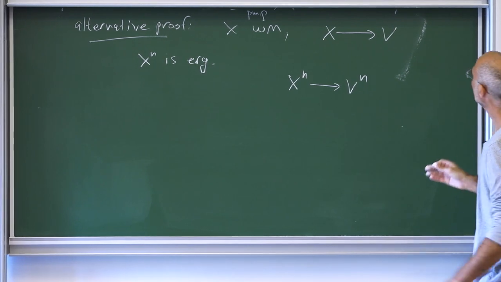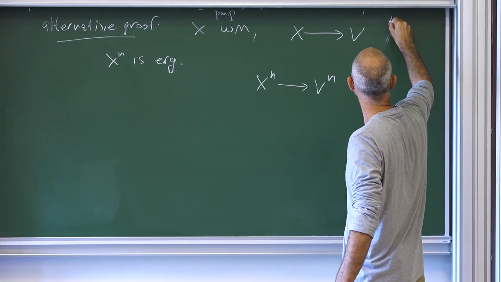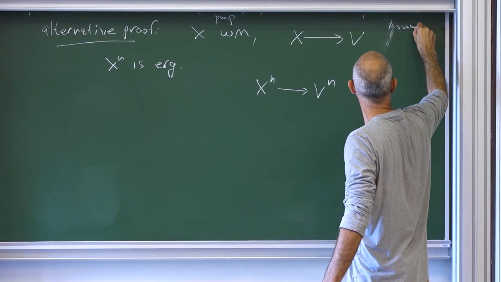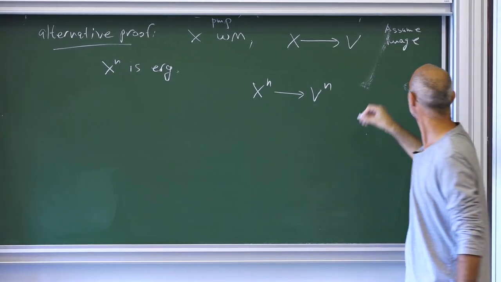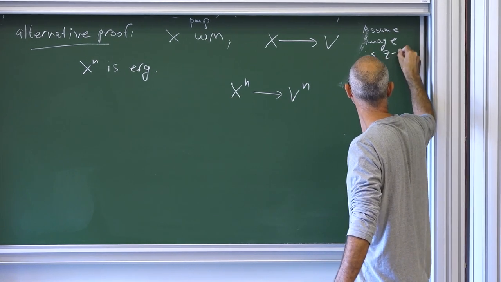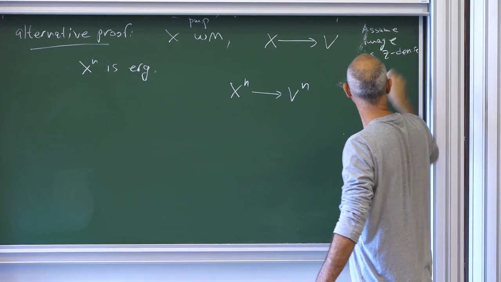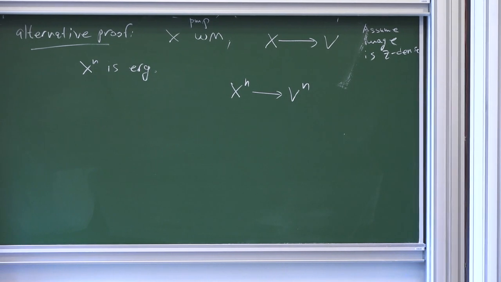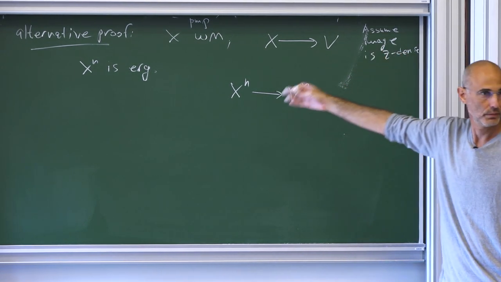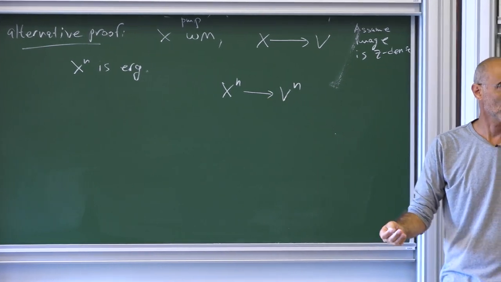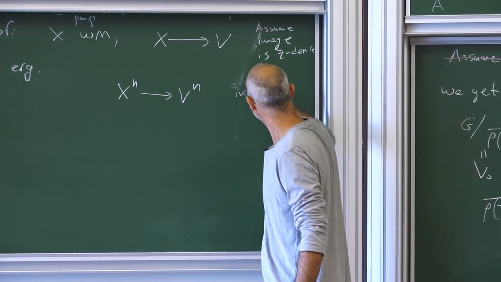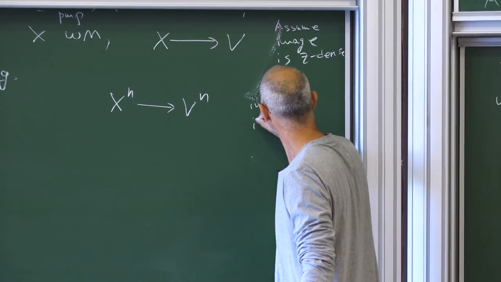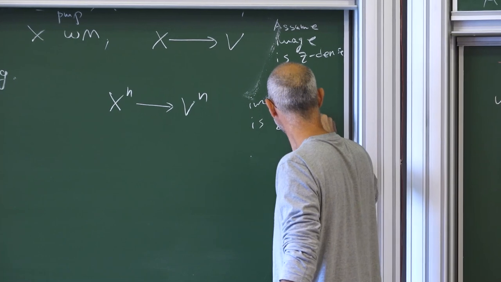Let me assume the image is dense. So I'm taking the support of the image and its Zariski closure, and restricting: instead of taking V, I will take just that image as my target. So if this is the case, then the image here is dense.